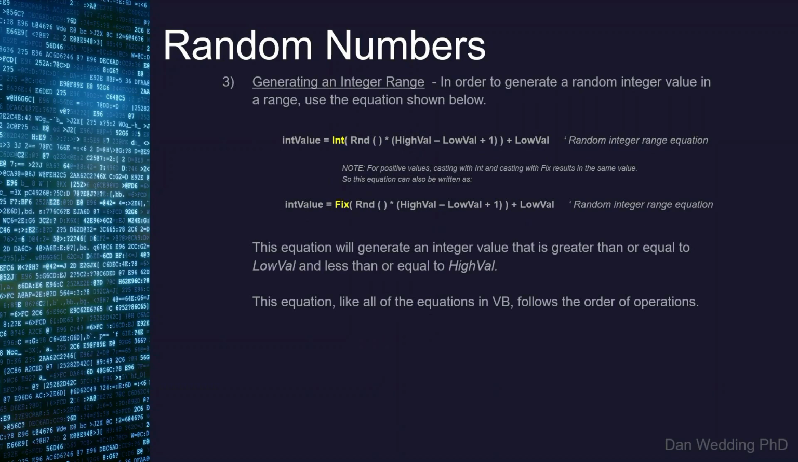In order to generate a random integer value in a range, use the equation shown below. This equation will generate an integer value that is greater than or equal to low val and less than or equal to high val. This equation, like all of the equations in VB, follows the order of operations.